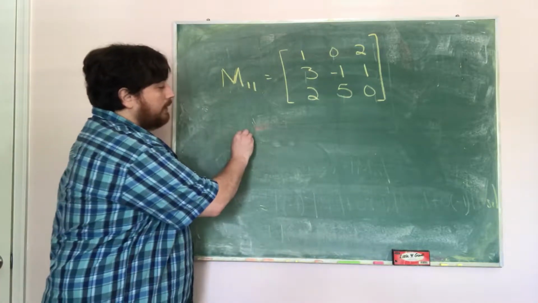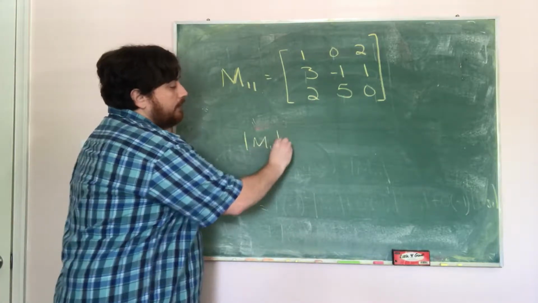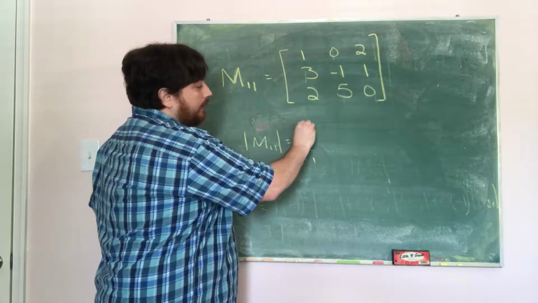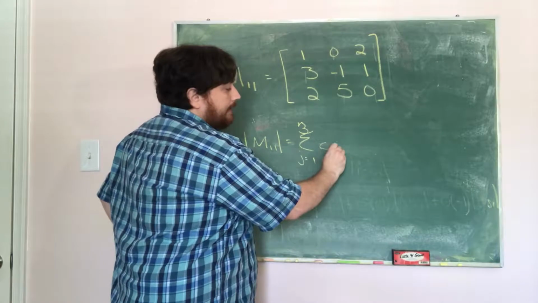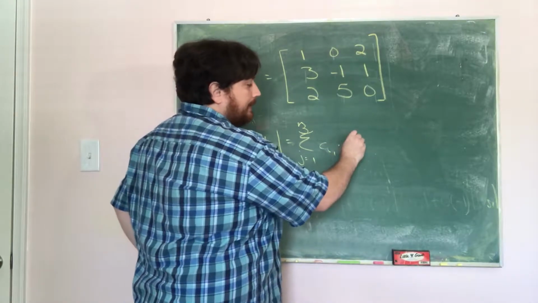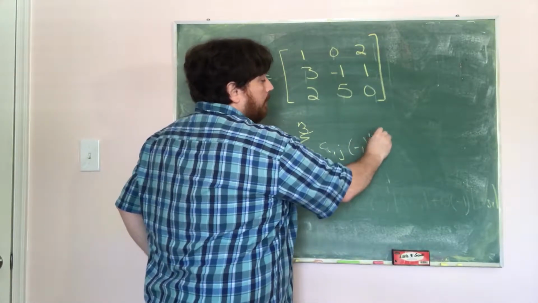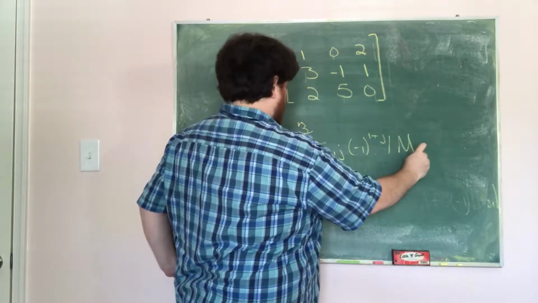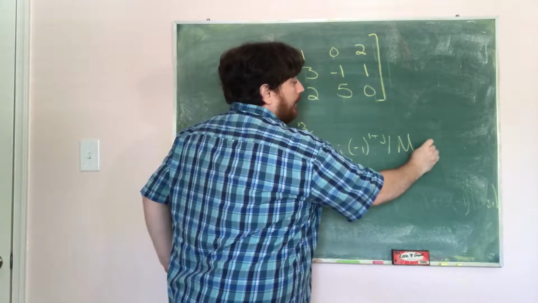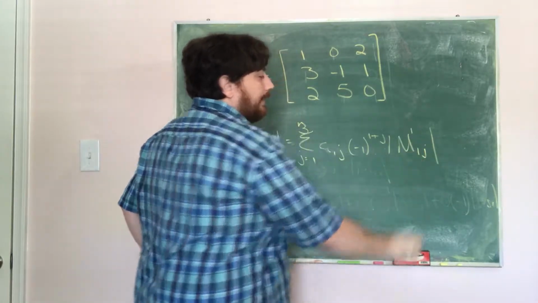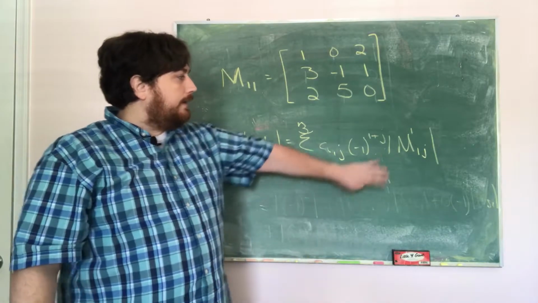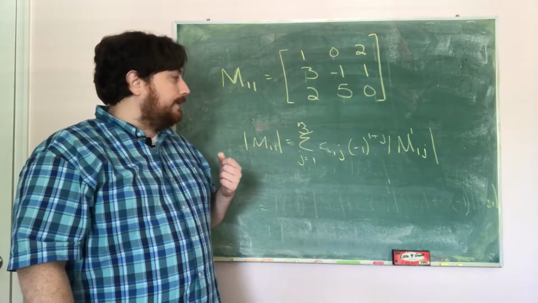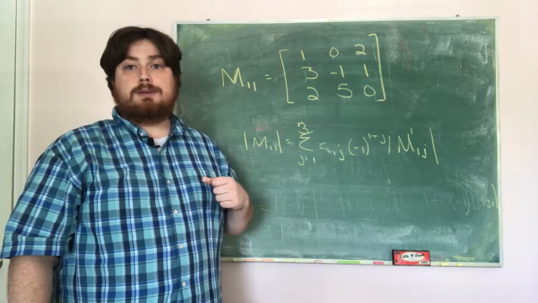Because I'm using the first row, my determinant of this matrix is now going to be the sum from j equals 1 to 3 of A sub 1j times -1 to the 1 plus j times the determinant of the matrix that's left over after I remove the first row and the jth column. And now I'm going to say M prime here to denote that it's the minor from this matrix as opposed to our original, because we're already using M sub 1,1 here, so I don't want to get those confused.